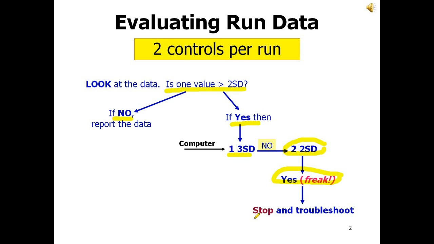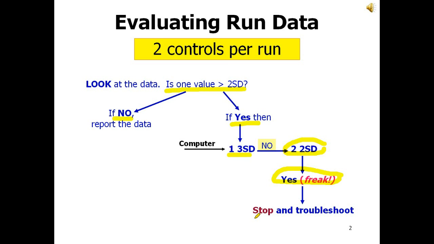If you get two values outside two SDs on the same side, either in the run, we'll look at this in a minute, or across runs, then what do you do? You stop and troubleshoot. You don't see anything there about rerunning controls. Why? Because the chances of getting two controls outside the same 2S or on consecutive days is something in the order of 1 out of 800 runs.